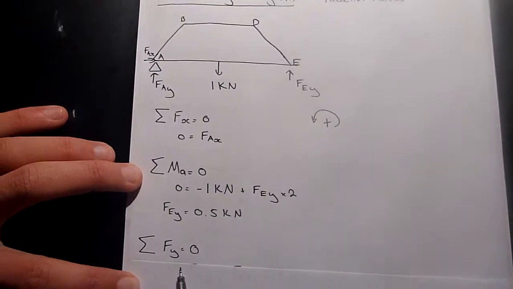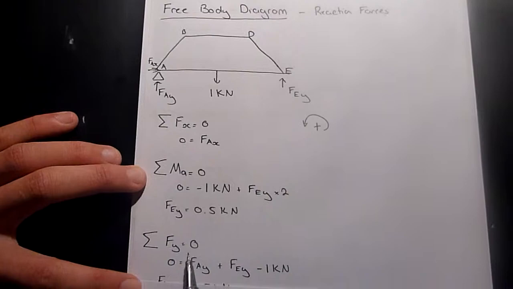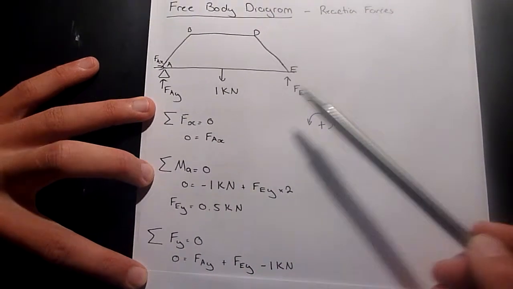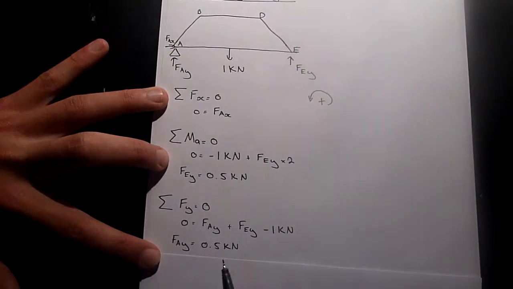Next we find the sum of the forces in the y direction. This is all going to be 0 again. So we have 0 is Fa of y plus Fe of y minus the 1 kilonewton load. This gives us Fa of y is 0.5 kilonewtons.